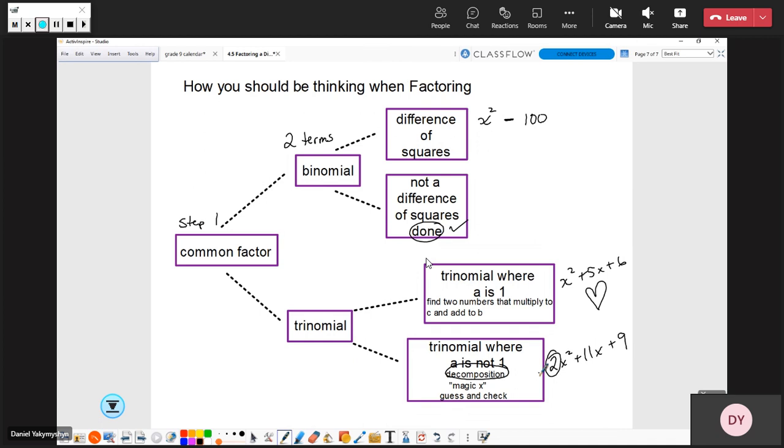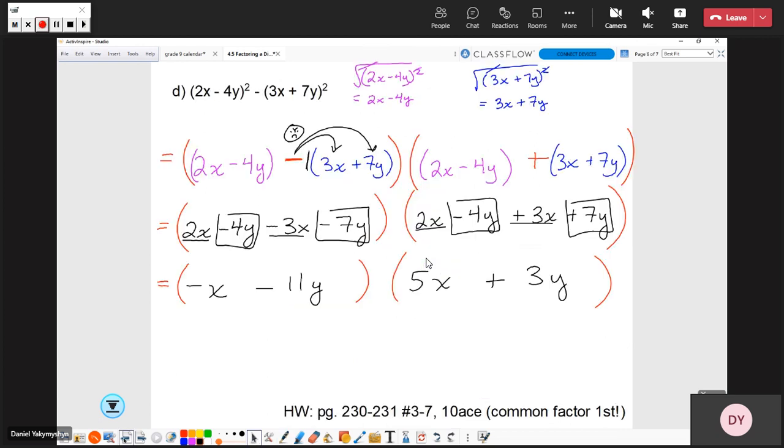Okay. Questions about anything? Okay. All right, folks, the homework is right over here on the previous slide. 230, 231, 3 to 7. And then in 10 ACE, just remember to common factor first.